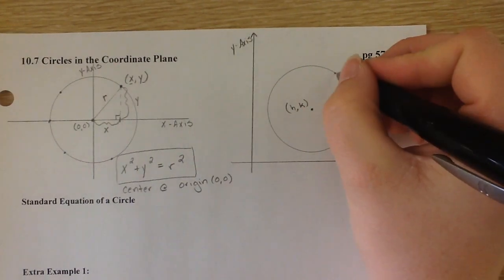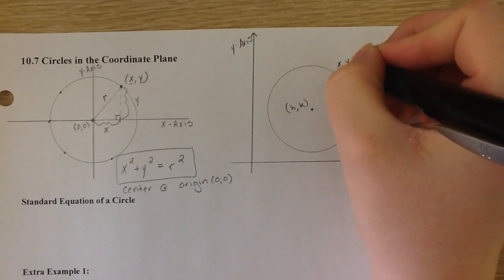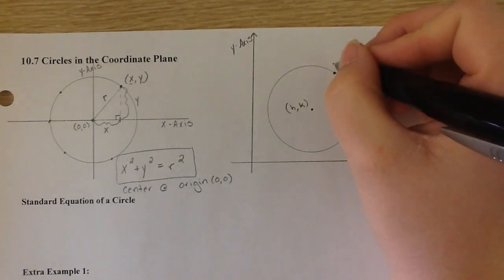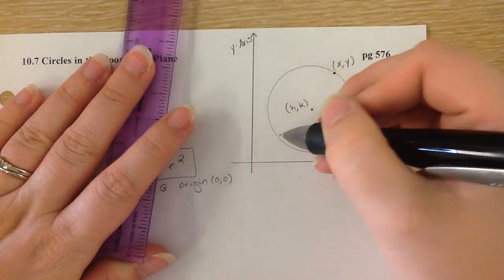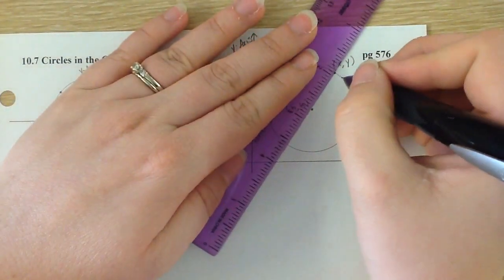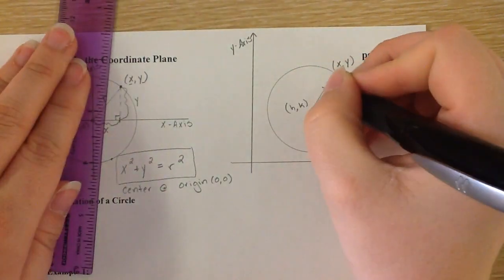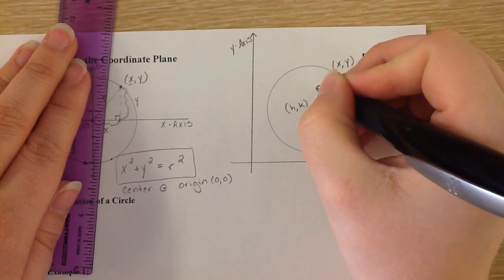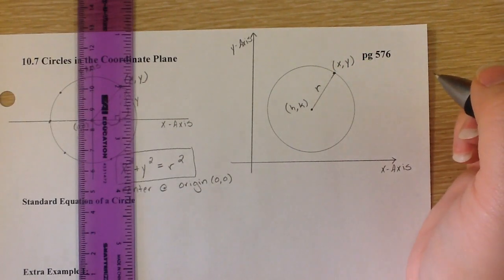So I'm going to pick a point at random here. And again, I'm going to call it XY. So there's my point XY. And every point, no matter what point I pick, is going to be the same distance from my center. So again, we'll call that distance R. And we're going to do the same thing as we did last time.